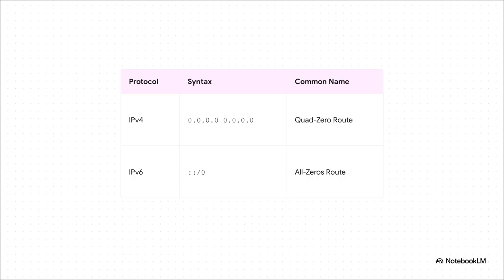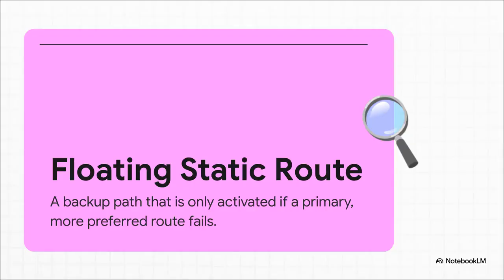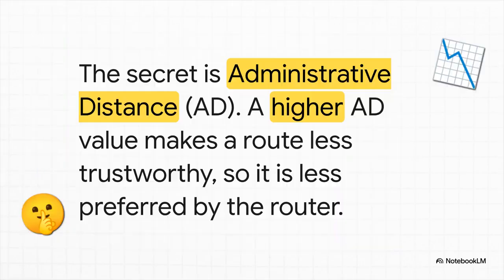All right, next up is one of my favorite tools, because it's just so clever: the floating static route. Now, this route doesn't handle your normal everyday traffic. No. Think of it as a pre-configured backup plan that's just floating there, inactive, waiting for the main route to fail. So how does it work?